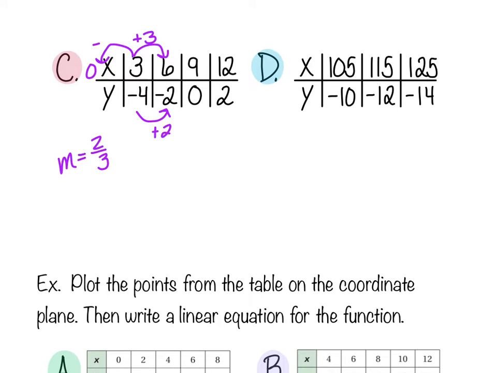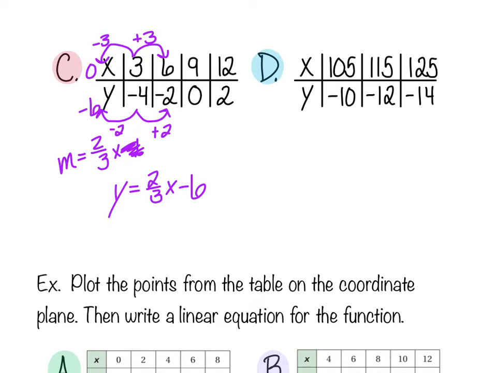So we'd have to, obviously, subtract 3 if we're going the opposite direction. And then if I back up here, I would be subtracting 2, going in the opposite direction, and that gives us negative 6. So if I put one more point on this chart, 0, negative 6 would actually be it. So my function would be y equals 2/3 x minus 6.